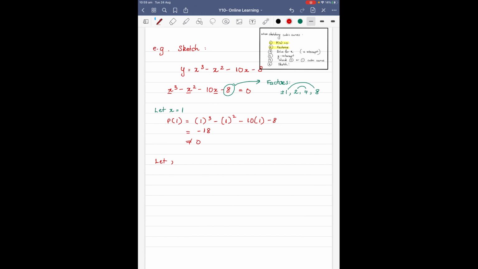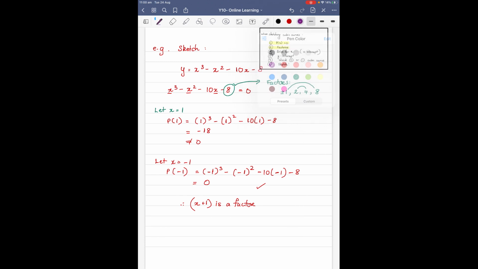Next one, let x equal minus 1. We're going to substitute minus 1 in. So (minus 1) cubed minus (minus 1) squared minus 10 times (minus 1) minus 8. Please remember to put these brackets in because the negatives can really screw you over. So type it all into your calculator, you end up with 0. So therefore x plus 1 is a factor. Alright, now we're going to do long division because we want to completely factorize it.